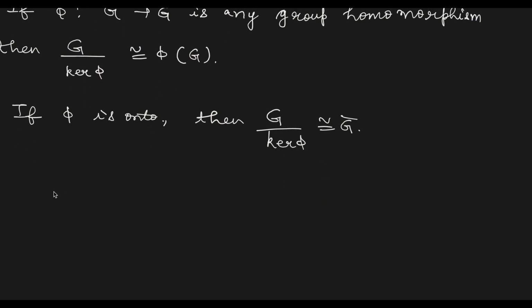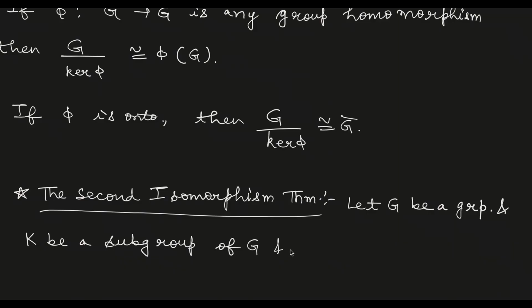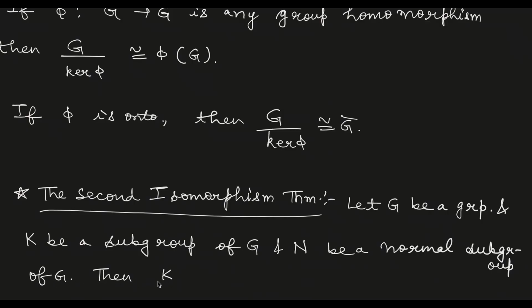Next, the second isomorphism theorem. Let G be a group, K be a subgroup of G and N be a normal subgroup of G, then K by K intersection N is isomorphic to KN by N.